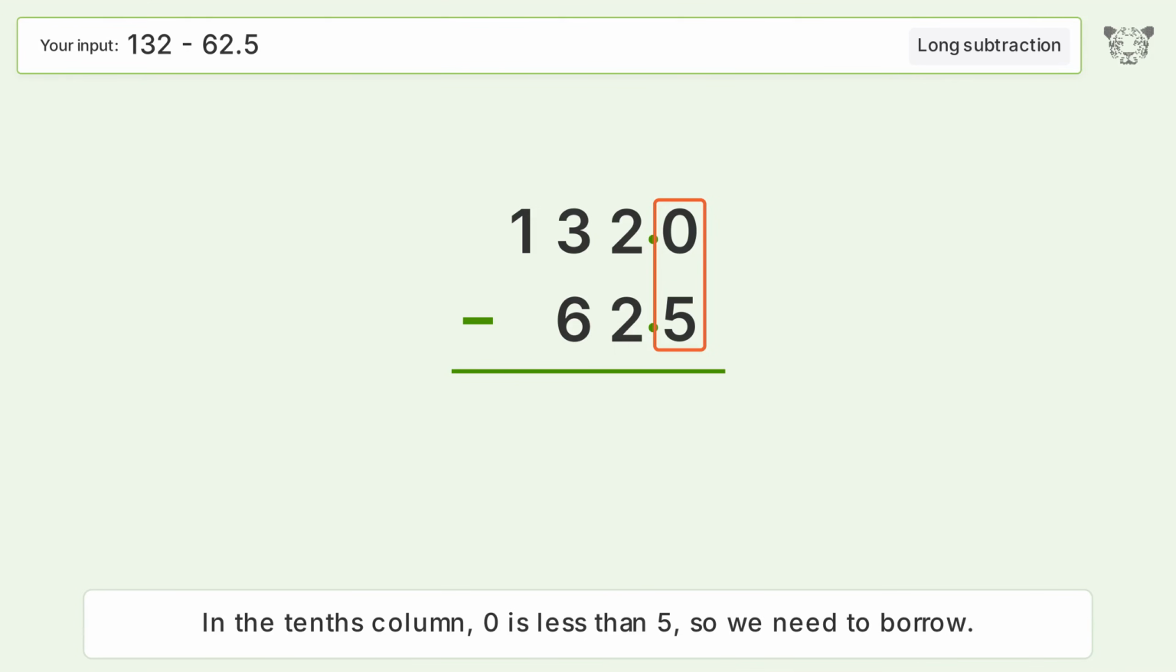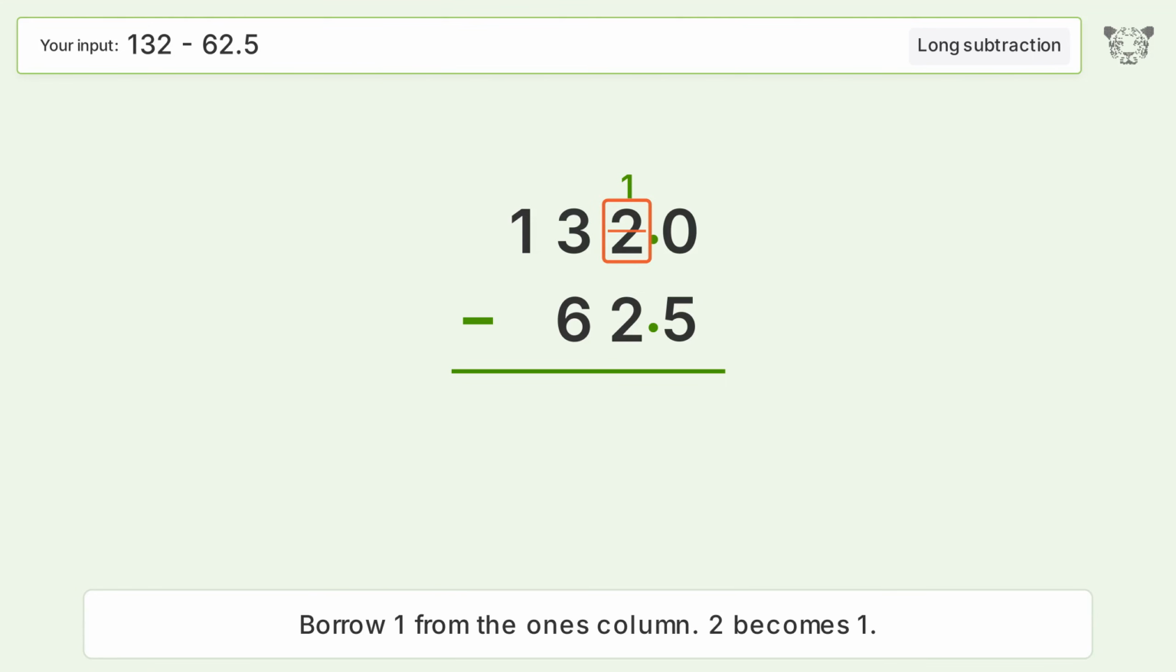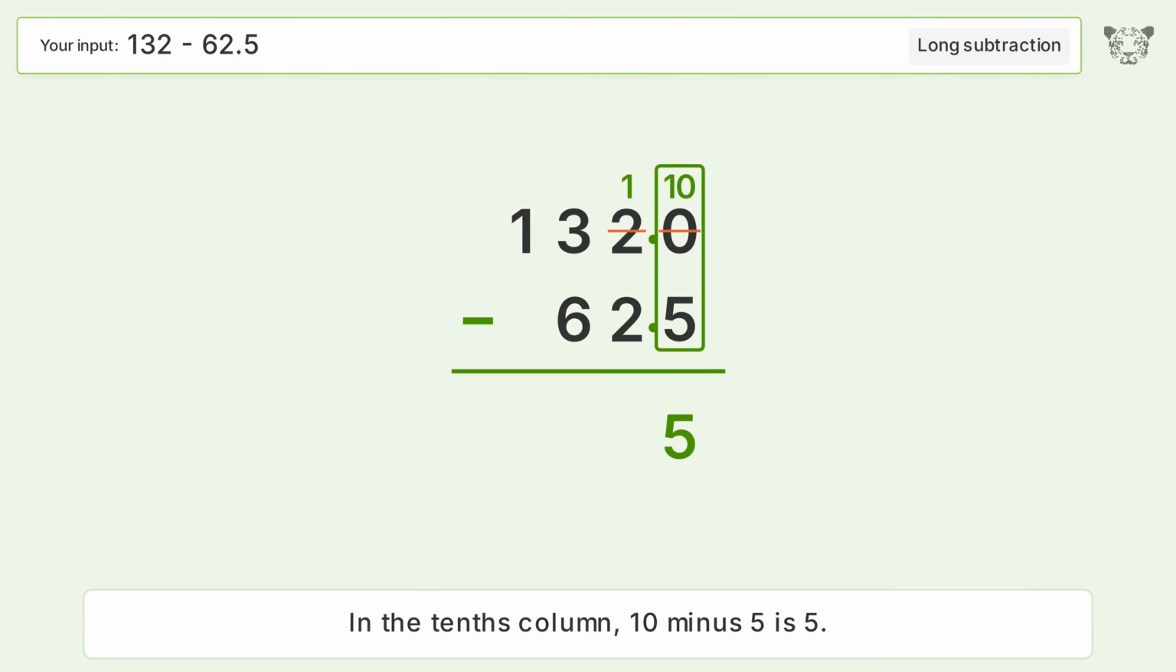In the tenths column, 0 is less than 5, so we need to borrow. Borrow 1 from the ones column. 2 becomes 1. The 0 in the tenths column becomes 10. In the tenths column, 10 minus 5 is 5.